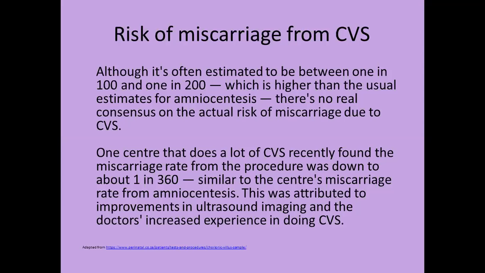One of the centers that does a lot of chorionic villus sampling in the United States published a paper saying that they had found their miscarriage rate was down to about 1 in 360. And that was similar to the center's miscarriage rate from amniocentesis. And they attributed it to improvements in ultrasound imaging and the doctor's increased experience in doing chorionic villus sampling. So if the two rates are similar, then the benefits of chorionic villus sampling outweigh the benefits of amniocentesis, because remember, much faster results, and it can be done earlier.